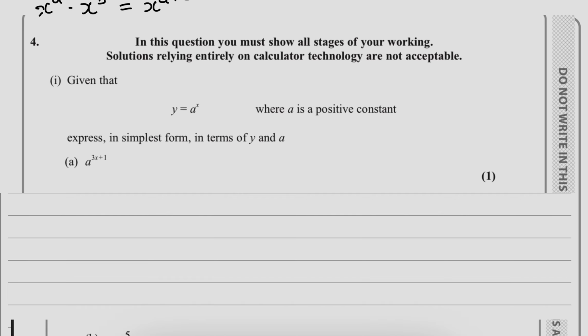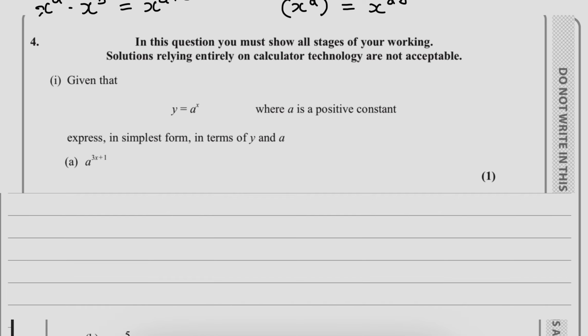only if it's the same base. And our second rule that we're going to be using is that x to the power a, all of it to the power b, is just x to the power ab. It's really important that we know how these rules work. Okay, given that y is equal to a to the power x, we're asked to express it in the simplest form in terms of y and a. So a to the power 3x plus 1.